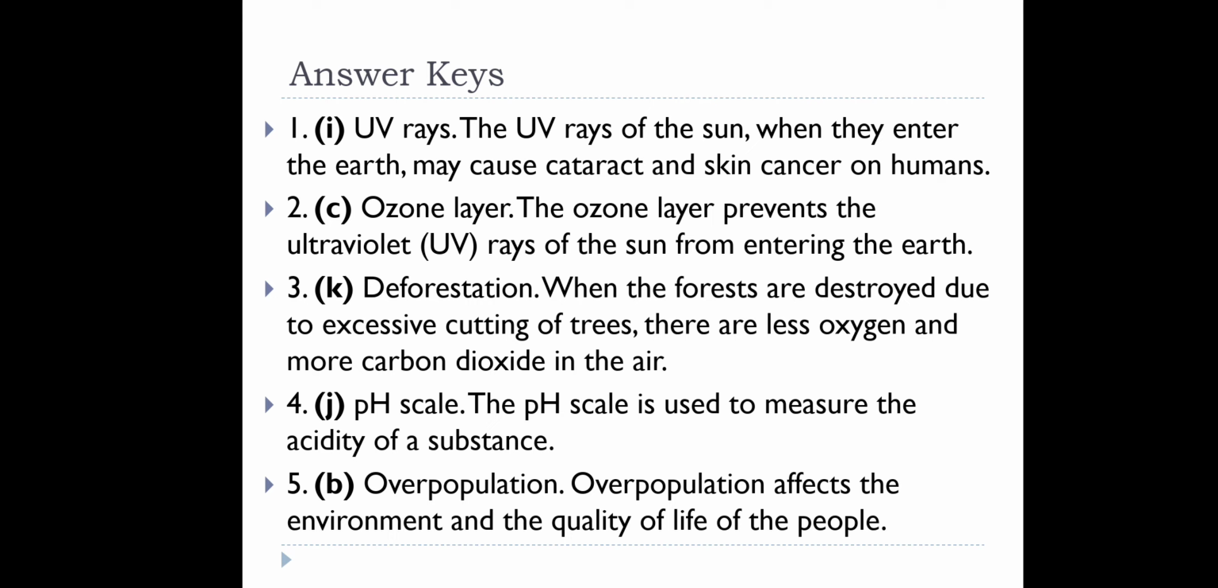3. Deforestation. When the forests are destroyed due to excessive cutting of trees, there is less oxygen and more carbon dioxide in the air. Number 4. J. pH scale. The pH scale is used to measure the acidity of a substance. Number 5. B. Overpopulation. Overpopulation affects the environment and the quality of life of the people.